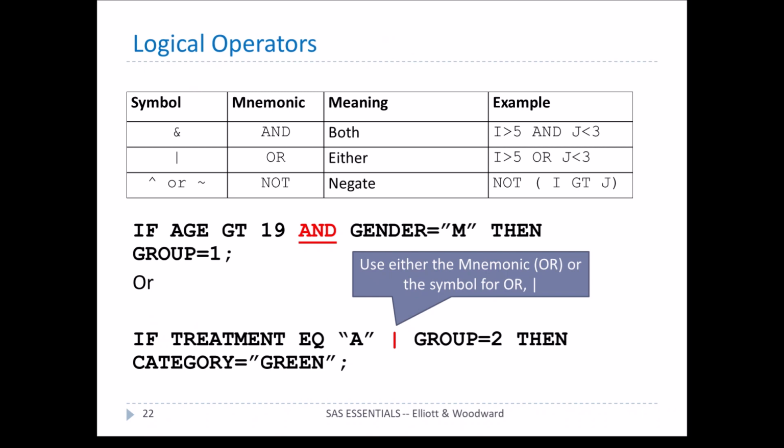There are also some logical operators we can use: the and sign, the vertical bar, the caret, and the tilde sign. They have various meanings. The and sign means and, the vertical bar means or, and the caret or tilde means not. So if age greater than 19 and gender equal M, then group equal 1. We could also use that vertical bar in a similar one. If treatment equal A, vertical bar means or, group equal 2, then category equal green.